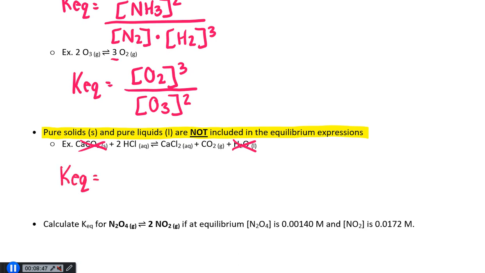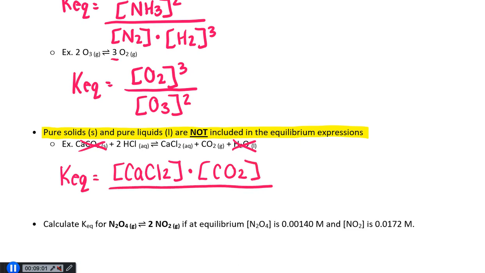So I'm just going to cross those out, and now I'm going to write whatever is left over. Products over reactants, so calcium chloride times the concentration of carbon dioxide, all over my reactant. So I have one reactant left, HCl, hydrochloric acid. And again, I'm going to raise it to the power equal to its coefficient.